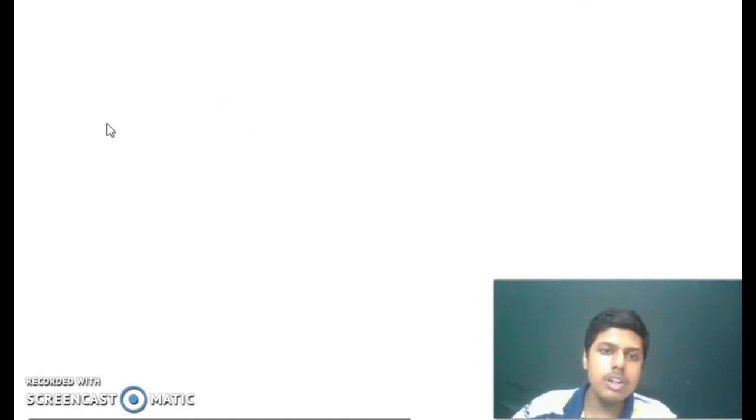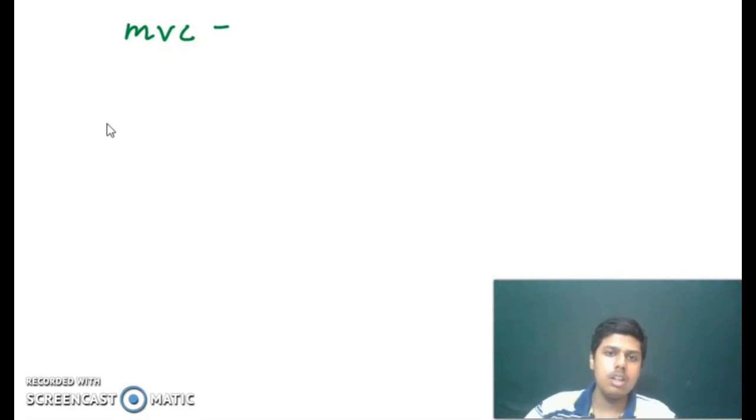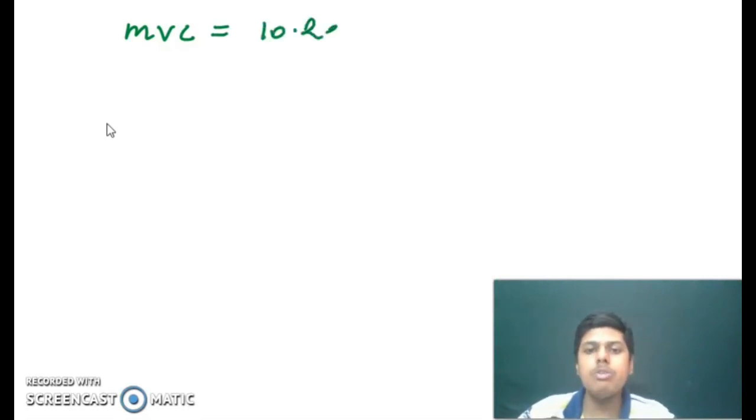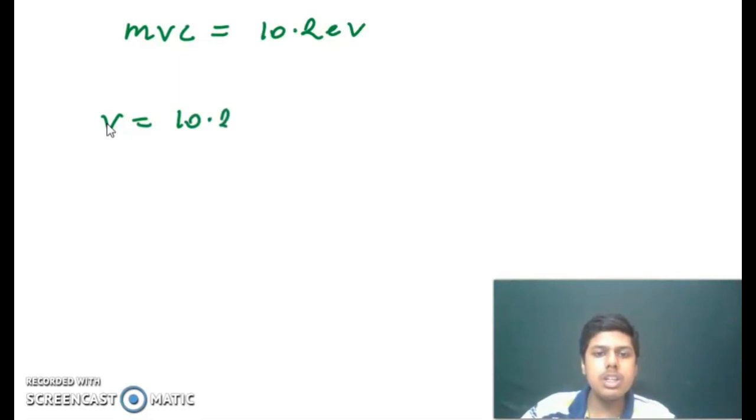From equation 1 and 2, we can write m into vc is equal to 10.2 electron volts. Now comes the formula of velocity. V is equal to 10.2 divided by mc electron volts.